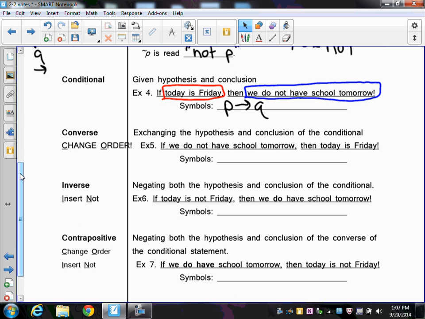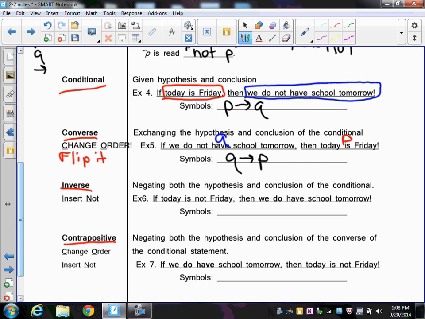So there are four big things here. There's the conditional, the converse, the inverse, and the contrapositive. Whenever we have the converse, we change the order or we flip it. Change order is good because those are the first two letters in converse. So what we do, our P is now on the other side, and our Q, our conclusion, now follows the if, and our hypothesis follows the then. So we flip it around. So we say if Q, then P.